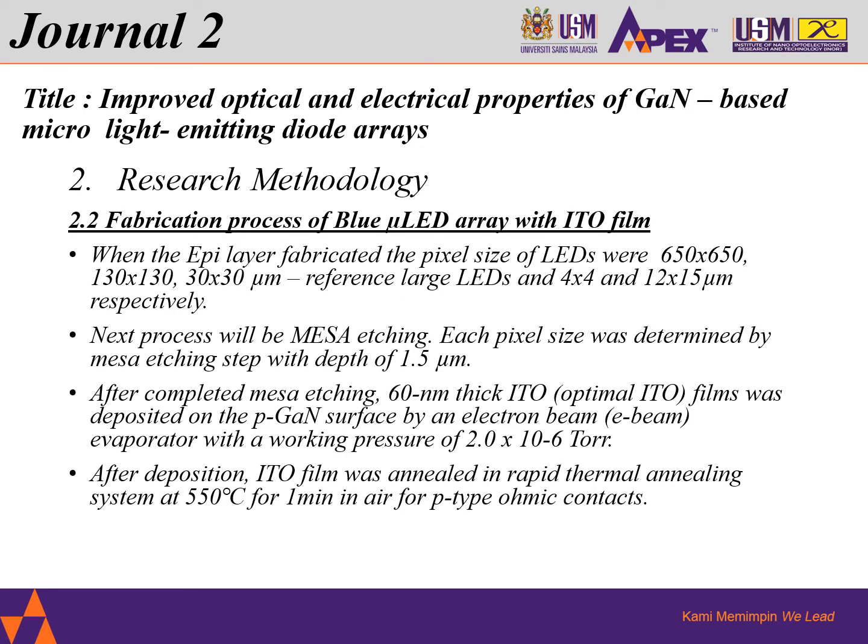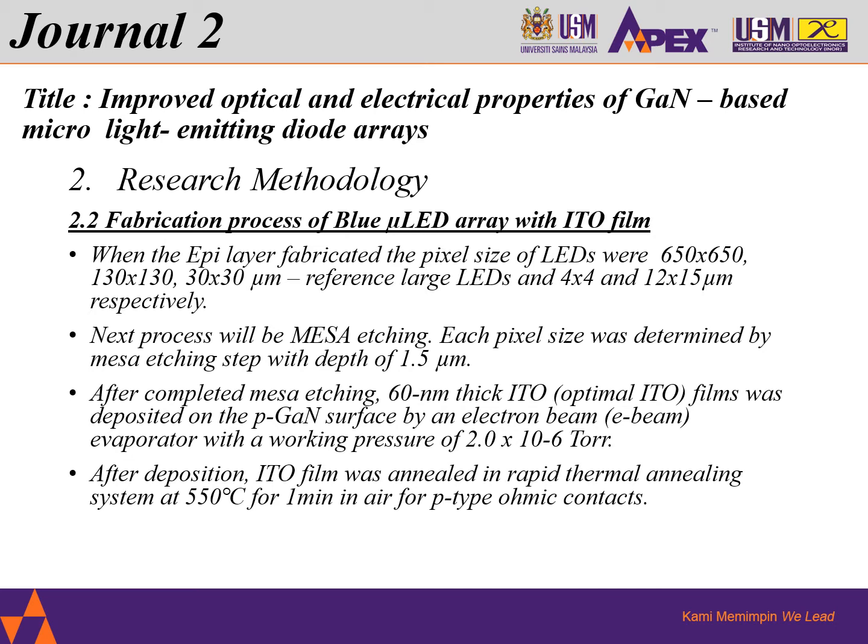Okay, let's go to the fabrication process of the blue micro LED array with ITO film. After we complete the epi fabrication, we have reference LEDs, with the largest size being 650 times 650, then 130 times 130 and 30 micron by 30 micron as our reference LED. And for the blue micro array, it will be 4 times 4 and 12 times 15 as our micro LED array. The first process, we need to perform mesa etching.